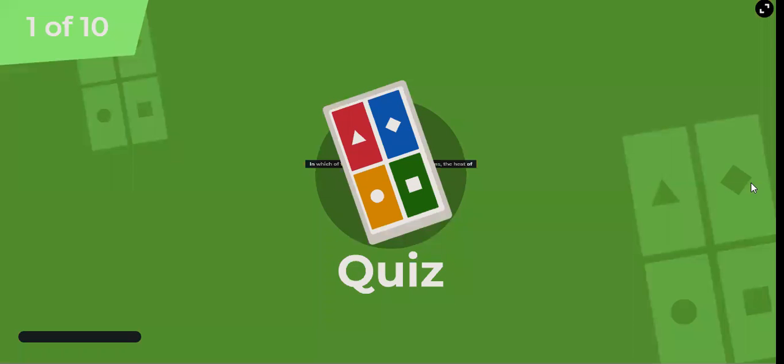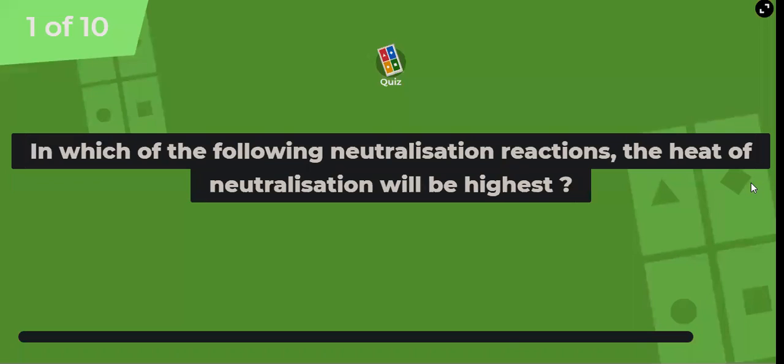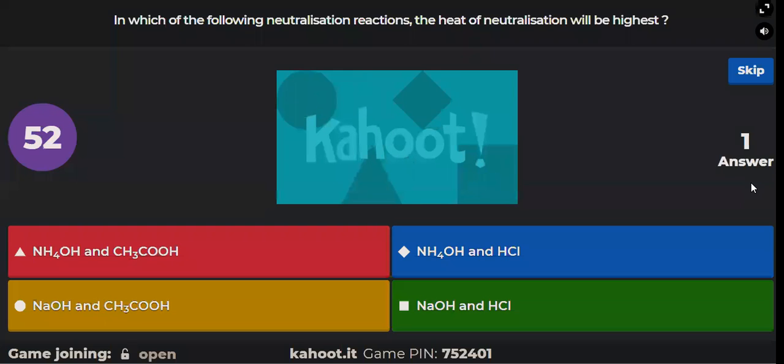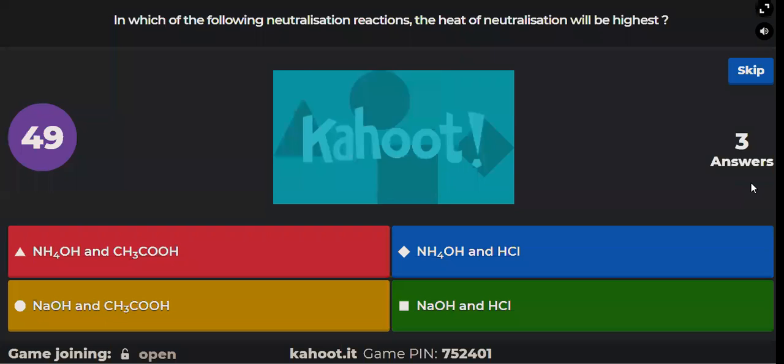So the first question is, in which of the following neutralization reactions will the heat of neutralization be highest? So the options are, see the options. It's a fairly easy problem. I hope all of you can answer it correctly. I got only 14 answers till now. It shouldn't take that much time. It's a basic concept.